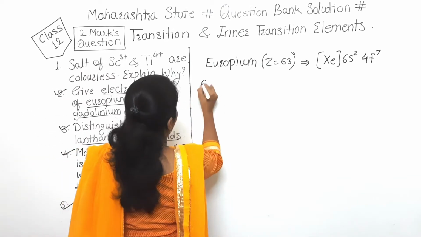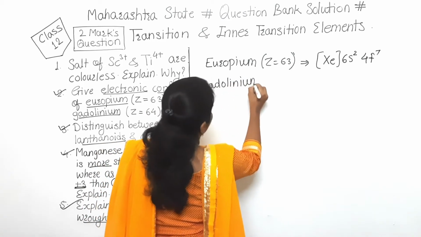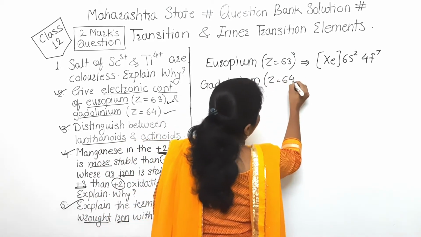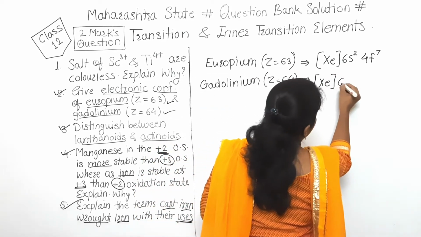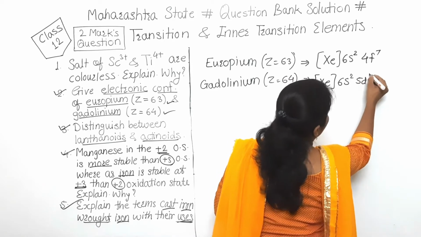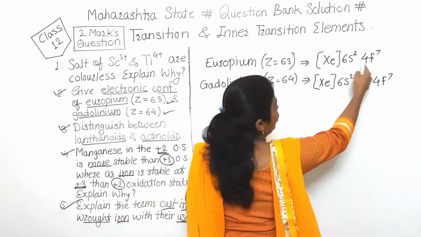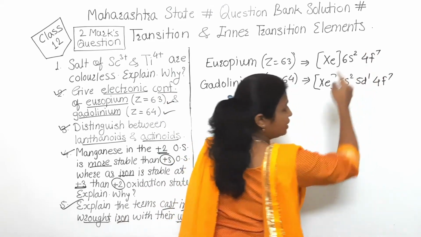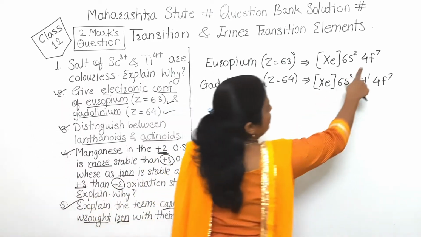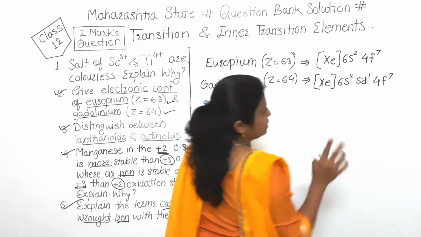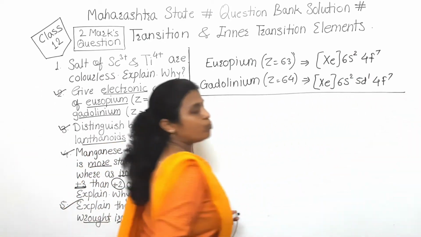Next one is gadolinium. Its atomic number is 64 and its electronic configuration will be xenon 6s2 5d1 4f7. Your question will be, if we are writing 4f first and 6s later, then is it correct or not? Yes, that is also correct. So you can write 4f first or 6s first. Both ways are correct. So here we have completed the 2 mark questions.